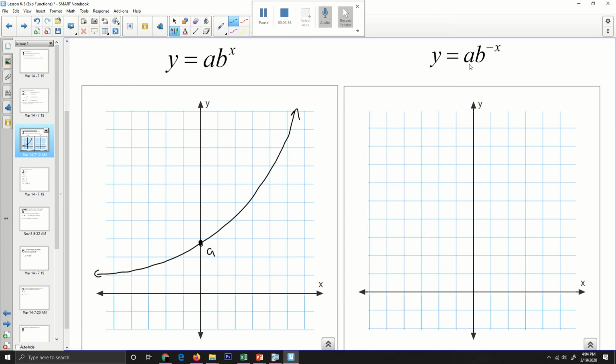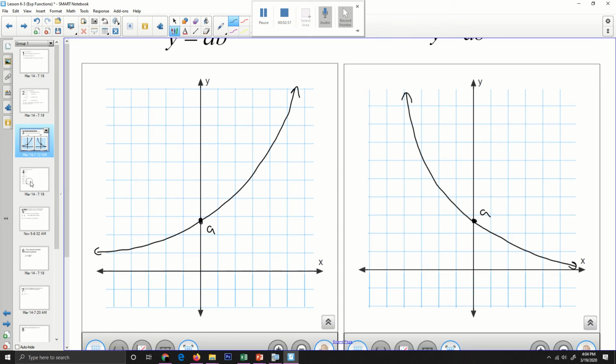And when we have y equals a b to the negative x, you can kind of think of that as a reflection about the y-axis. So we're still going to have that a right about here, but our graph is going to look something like this.